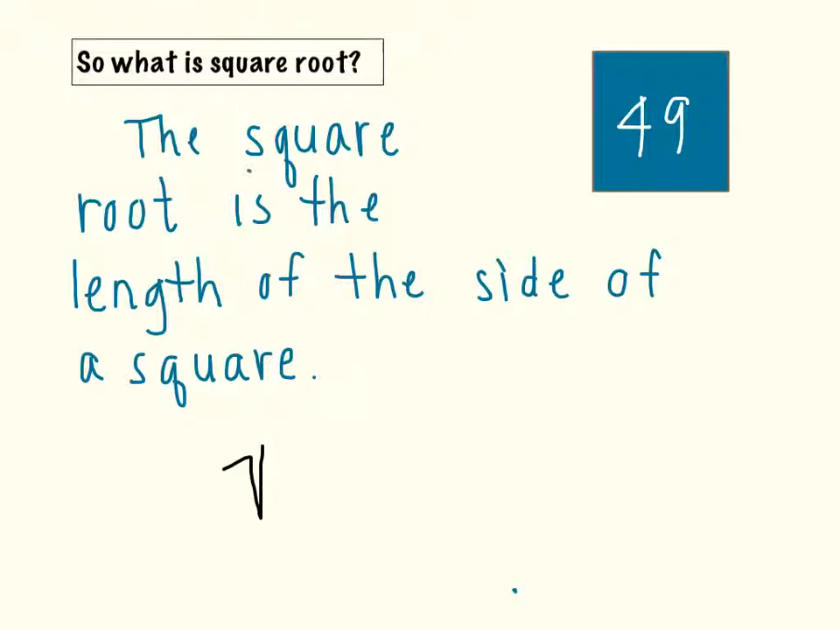So we use this symbol for square root and we put the number underneath. So we would read this the square root of 49. Okay, and that is equal to 7 because 7 times 7 would give us 49.